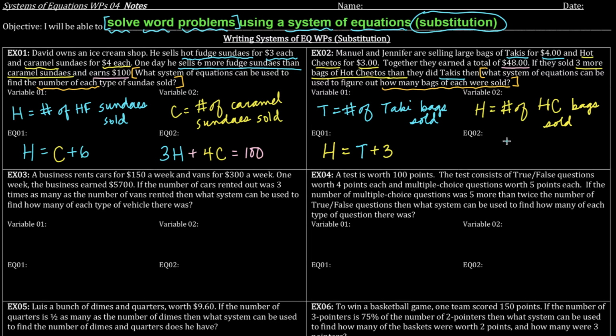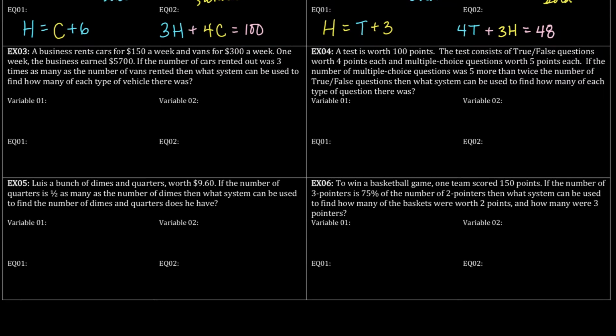We also know that each Taki bag times $4 each, plus the number of hot Cheeto bags times 3, because each bag was $3, gives me a total of $48. All right, cool. Let's just jump to 4, 5, and 6.